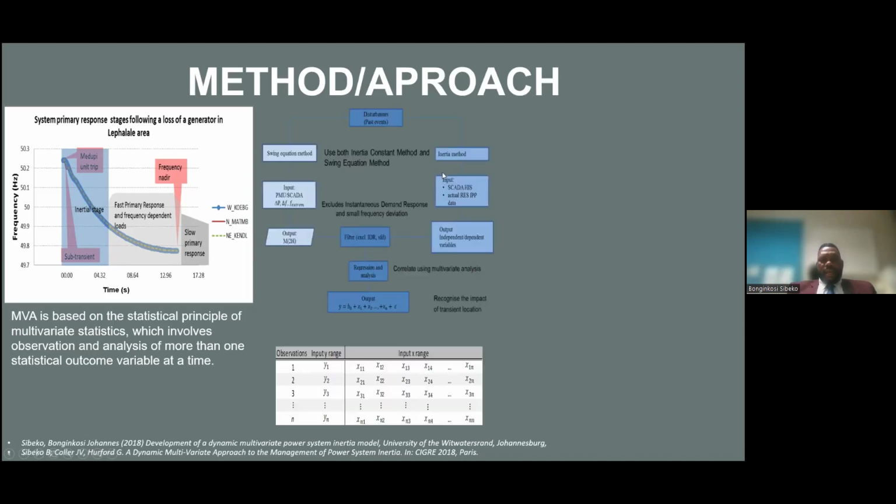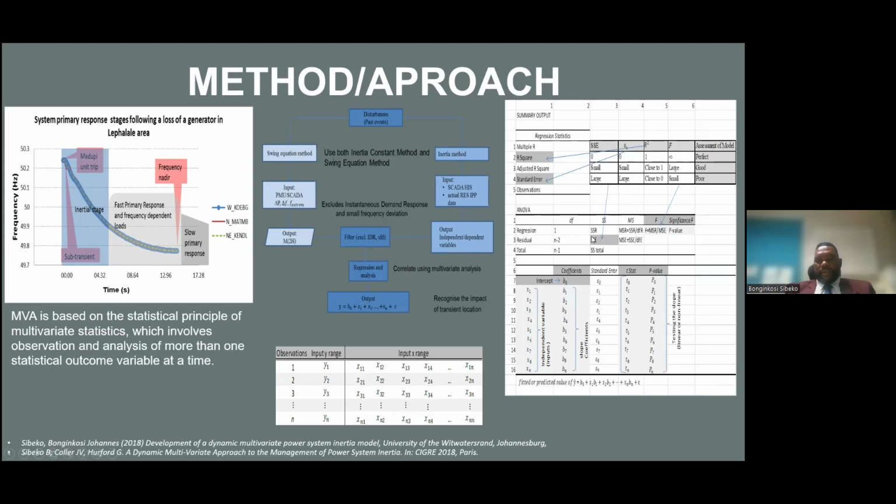We realized that there are a lot of methods of calculating the inertia, but they can be grouped into 2. The inertia constant method is the more precise method. You need to know all the generators' data, you need to know everything, so your visibility must be good, plus the tie line flows and everything. Then there's another method, which is the swing equation. We used both methods and then correlated the 2 methods. Then we did regression analysis, and we came up with some formulas.